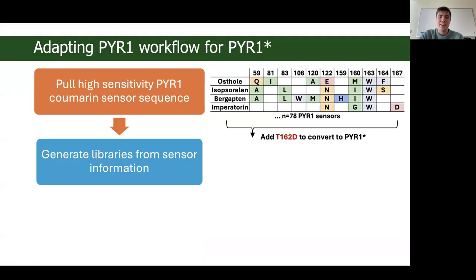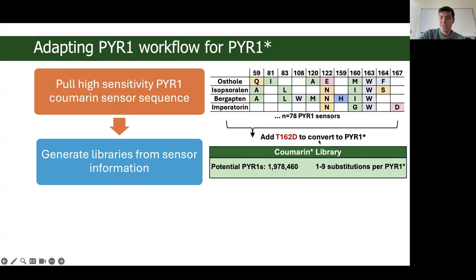And to do this, it was, again, a fairly simple approach, which was to take all the information for high sensitivity coumarin sensors and embed in that T162D substitution mutation to convert Pier 1 to Pier 1 star. That created the Pier 1 star coumarin library. This library was almost 2 million.